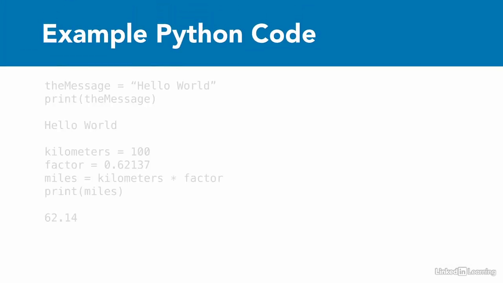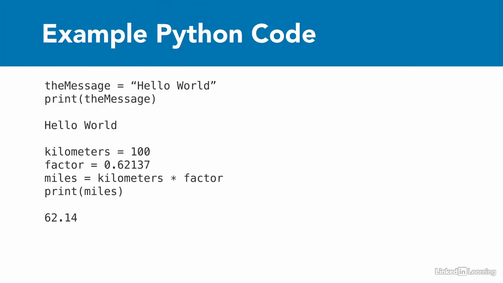Here's some example Python code. The message, that's a variable, equals hello world. And then if we want to print that message to the screen, you put print, 2 round parentheses, and the message, and the hello world appears. Or if you want to calculate kilometers to miles, you can have a variable called kilometers, say 100. The factor can equal 0.62137. And the miles would be the kilometers times the factor. And then you print that miles to the screen, and you'll see 62.14, in that case, miles.